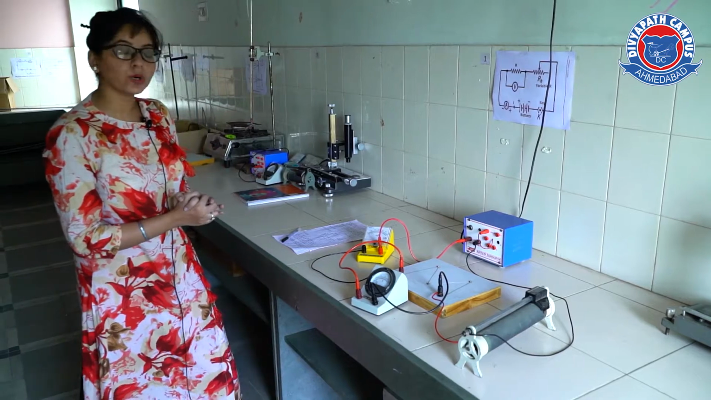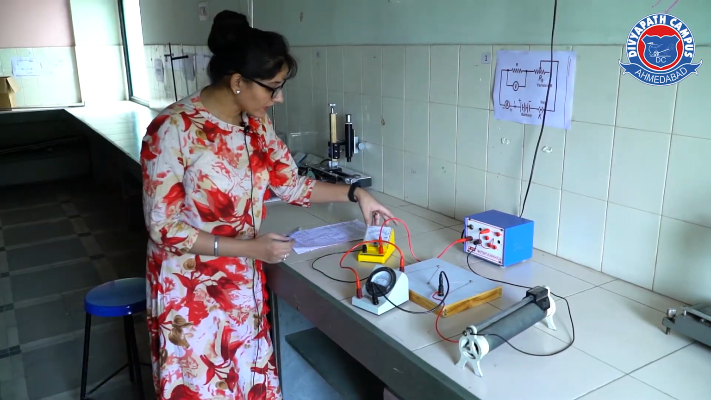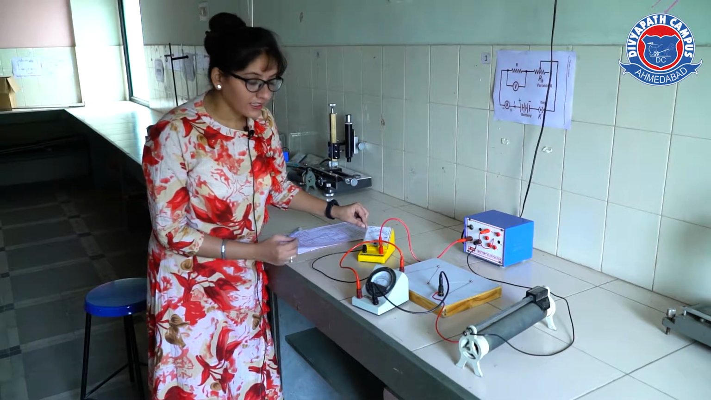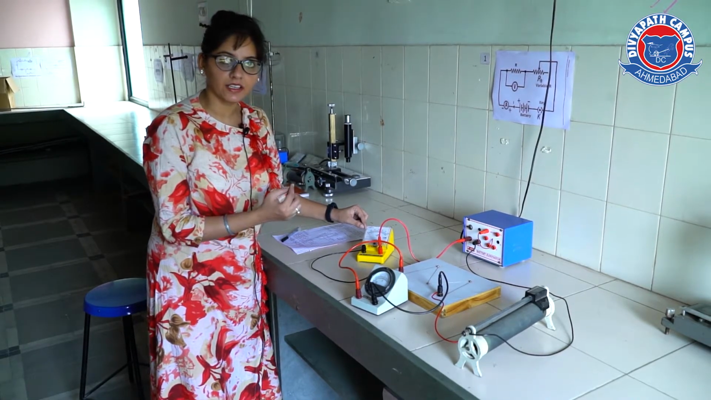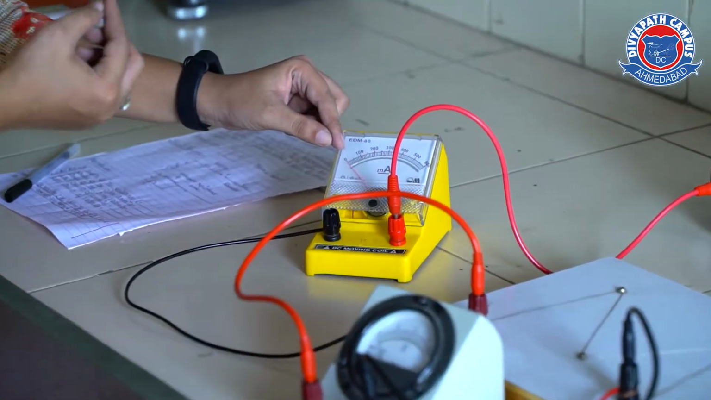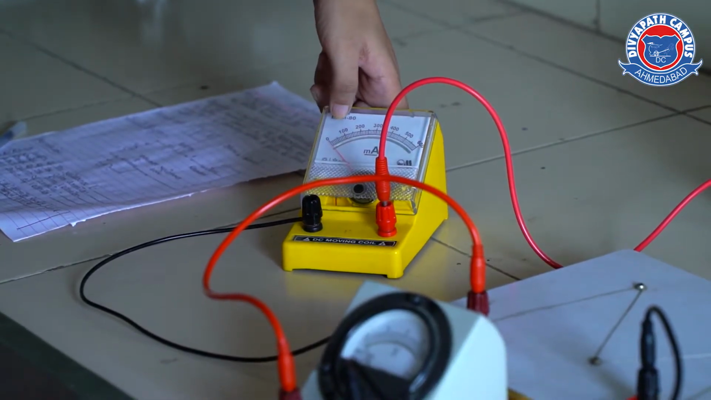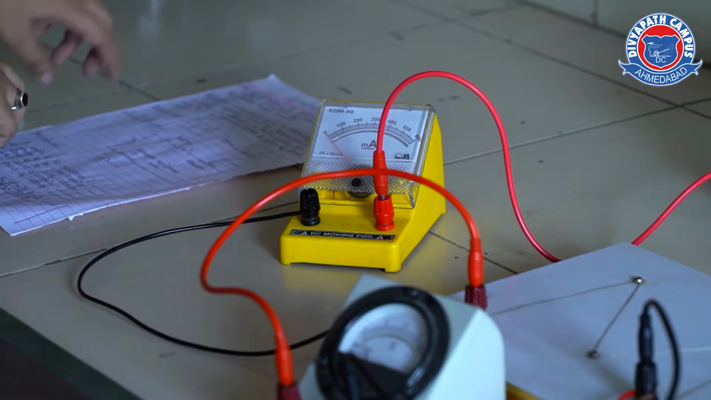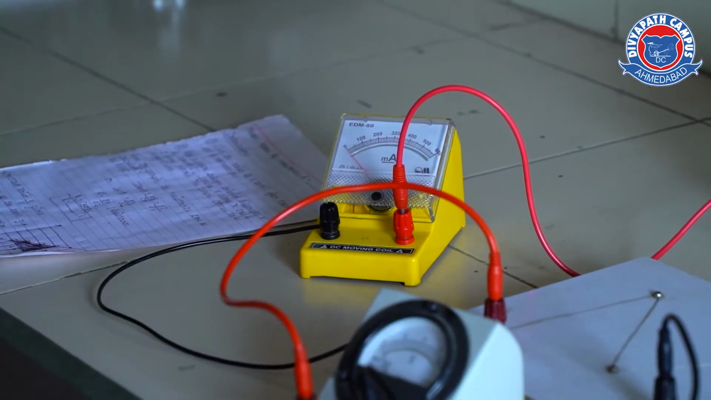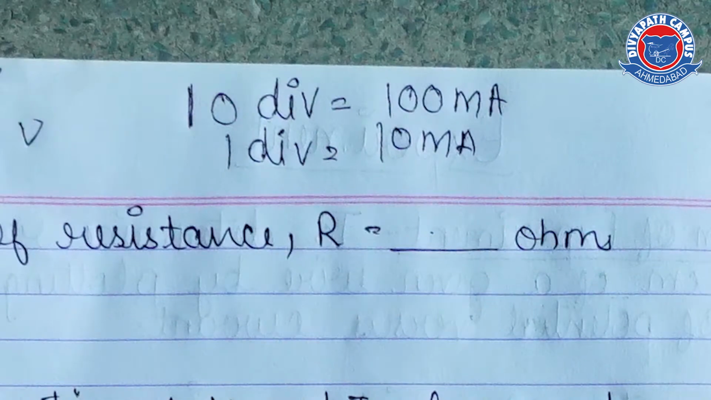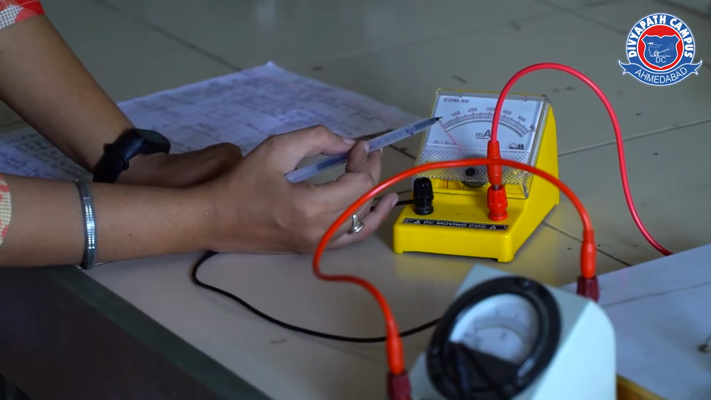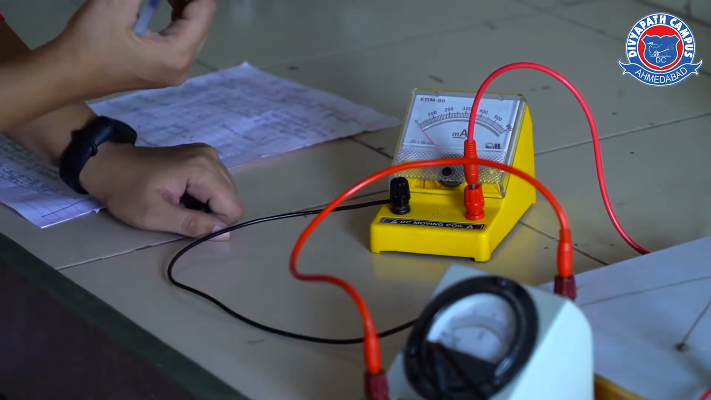So the next question is, what is least count? Least count is the value of one single division of the milliammeter. Similarly with the voltmeter. Here we have 10 divisions, and 10 divisions is equal to 100 milliampere. So one division is equal to 10 milliampere. If I get one single line over here, that will be my 10 milliampere.